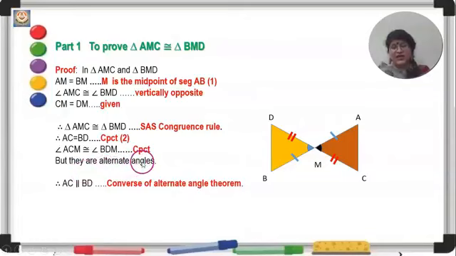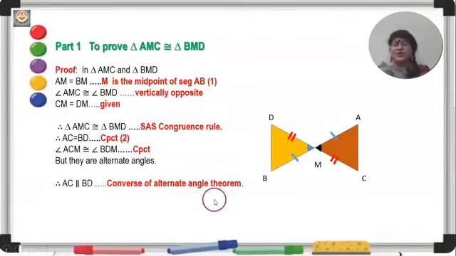And if they are alternate angles, then the two lines, that is AC and BD, or you could say the two segments, they become parallel because of converse of alternate angle theorem. Because you have learned that when a transversal intersects two lines, and if a pair of alternate angles are congruent, then the lines become parallel. So please make a note of this. We have proved AC parallel to BD.